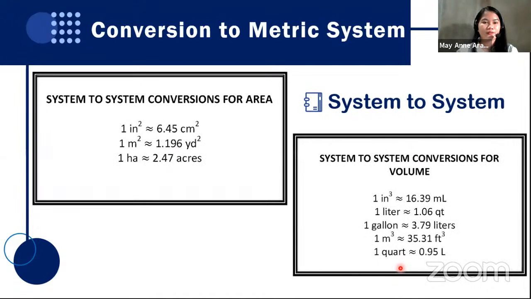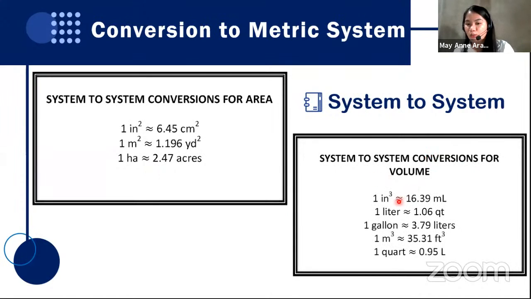Okay, so we have here the system-to-system conversions for area. 1 square inch is approximately equal to 6.4545 square centimeters. And just send ko naman yung PowerPoint. No? So 1 square meter is approximately equal to 1.196 square yards. 1 hectare is equal to 2.47 acres.